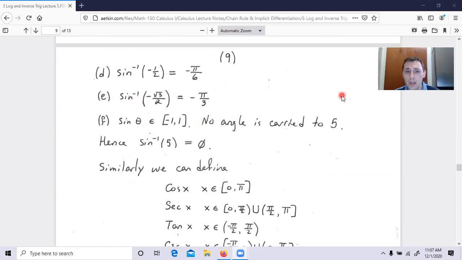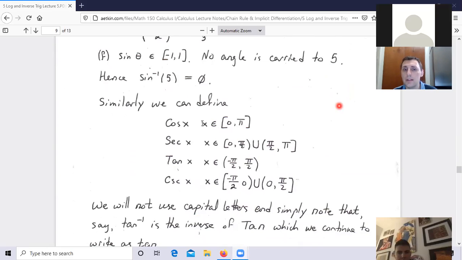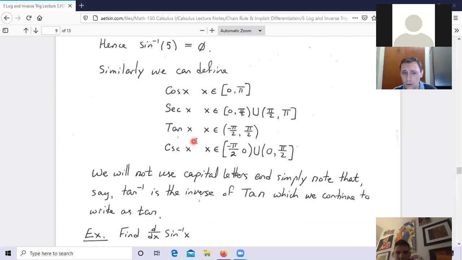Good? Now, there is a similar way to deal with cosine, except that for cosine, the restriction to make it invertible is from 0 to pi. So if you restrict cosine between 0 and pi, the result is an invertible function. For secant, you see, secant is not defined where cosine is 0. So for secant, the restriction is from 0 to pi over 2 and from pi over 2 to pi. Those you don't have to know as much.